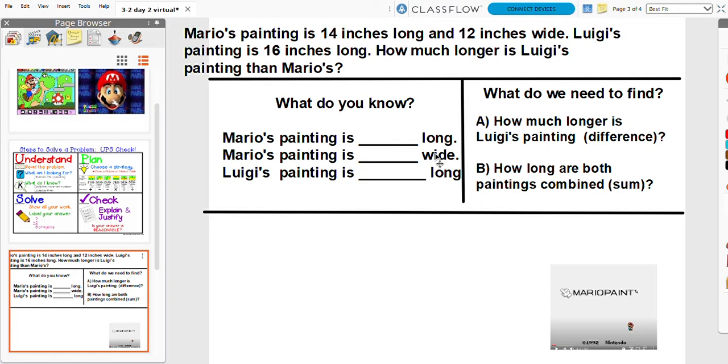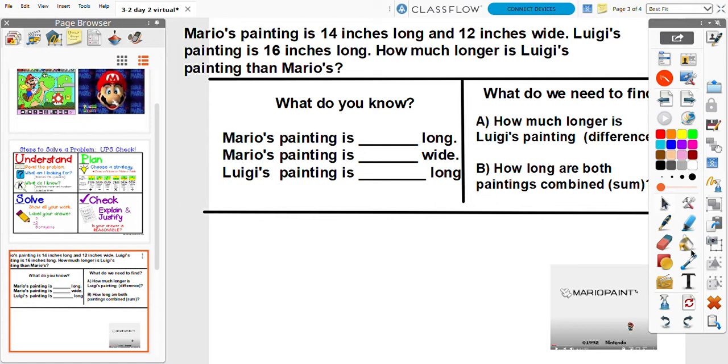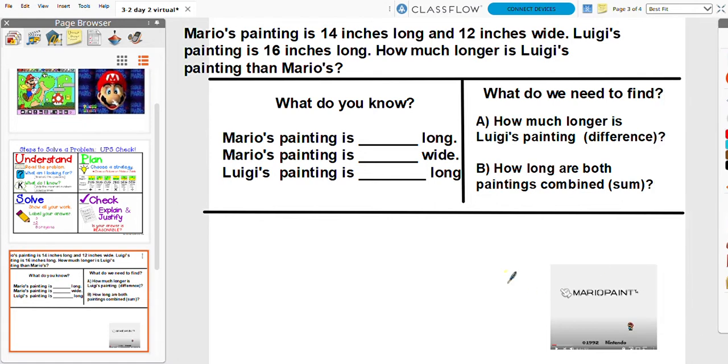So how long is Mario's painting? I can't remember. I have to read it again. Sometimes I have to read things twice to understand them. Mario's painting is 14 inches long and 12 inches wide. Luigi's painting is 16 inches long. How much longer is Luigi's painting than Mario's? All right. So it said Mario's painting is how long?